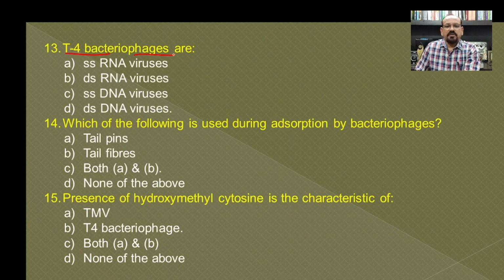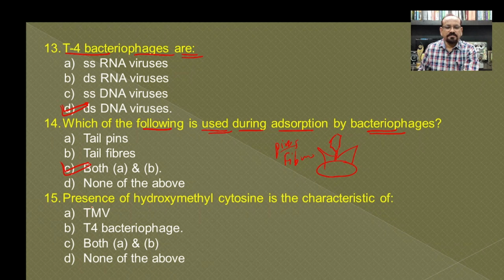Then T4 bacteriophages are DNA viruses, and they contain DNA which is double stranded, and hence D will be the answer. Then which of the following is used during adsorption by bacteriophages? It means that when the bacteriophage attaches itself on the cell wall of the bacteria, here there is utilization of one, the tail pins, and the second one, tail fibers, and hence both A and B will be the answer for this question.